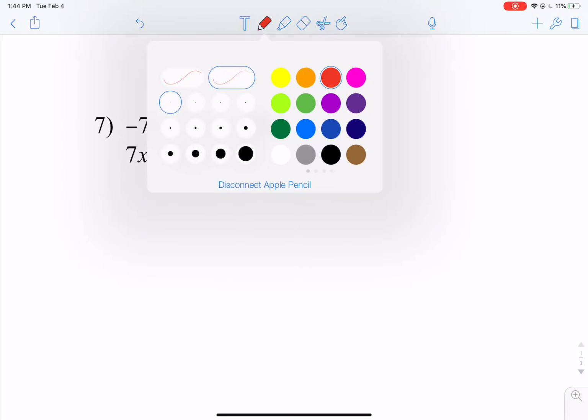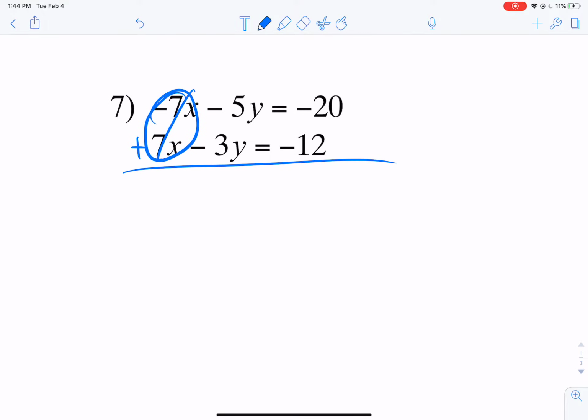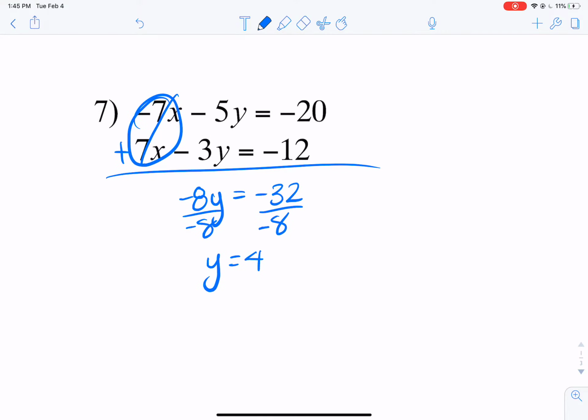Now for number 7, we add, and the x's get eliminated. The y's end up giving me negative 8y. You add two negatives, you keep it negative. And negative 32. So you're going to divide by negative 8. And the value of y is going to equal positive, I forgot the negative sign right there, positive 4. So the y value is positive 4.